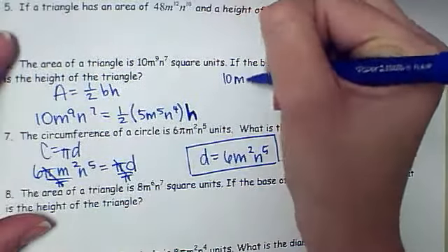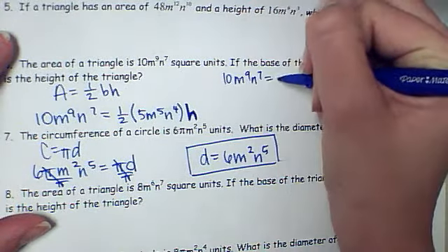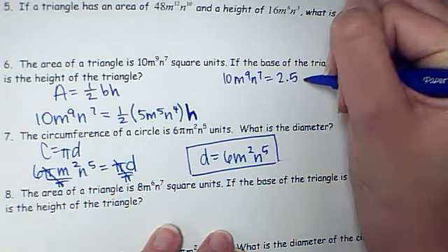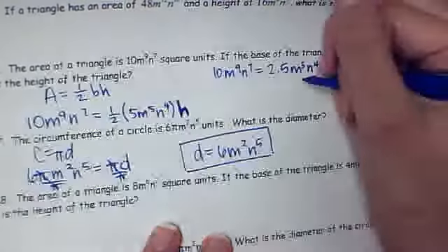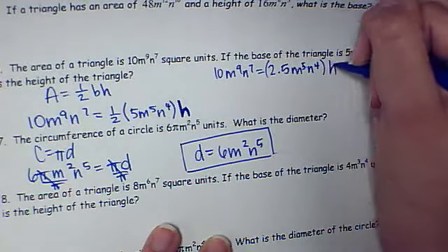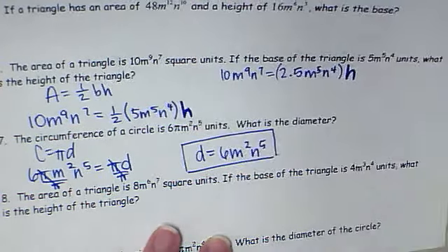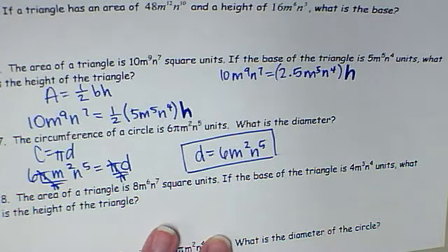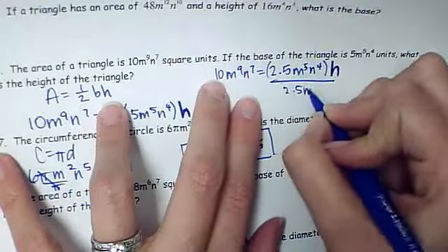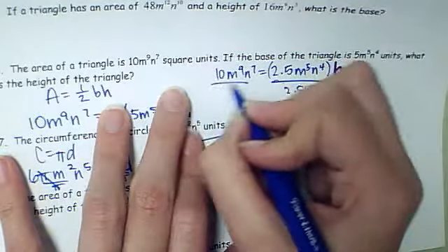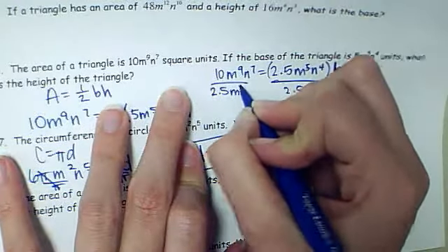Now, I'm going to start by multiplying these two things. So I'm going to recopy down the first side. 5 times 1/2 is 2.5, m to the 5th, n to the 4th. I don't change my exponents. And all of that is times h, big H here. And now, to get h by itself, the opposite of multiply is divide. So I'm going to divide by 2.5 m to the 5th, n to the 4th.